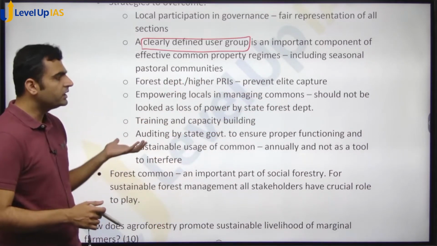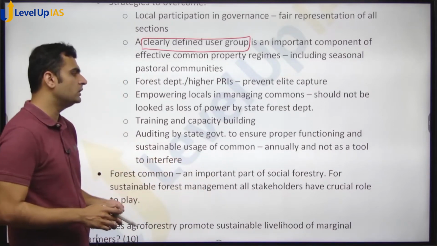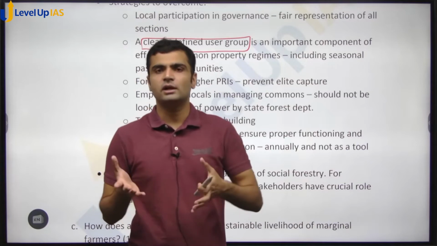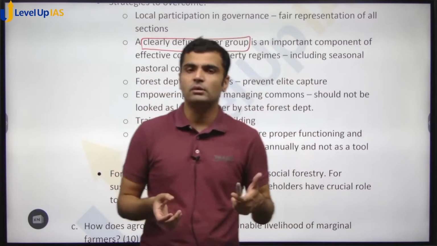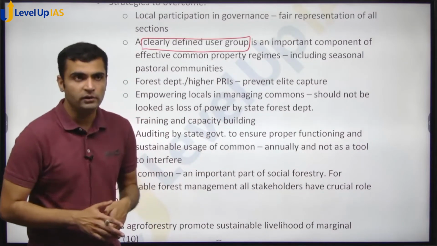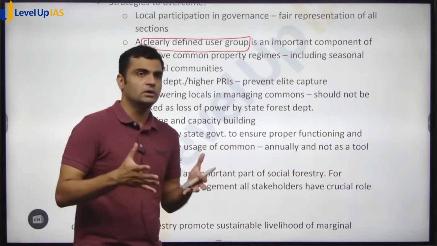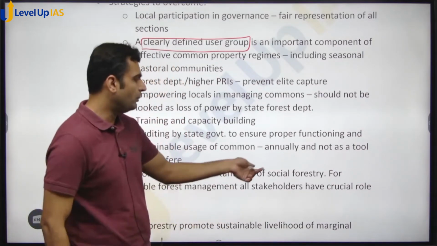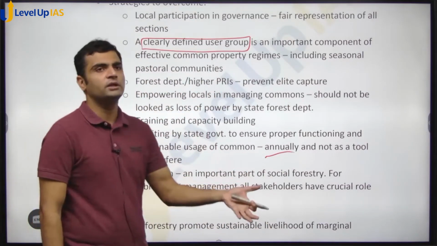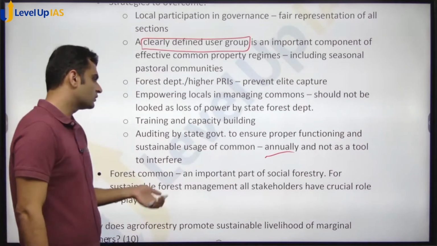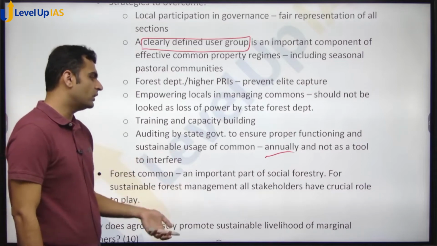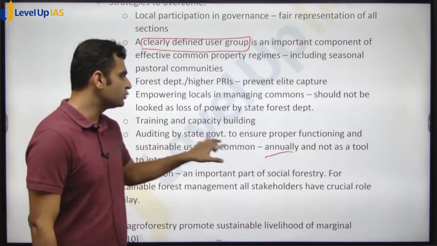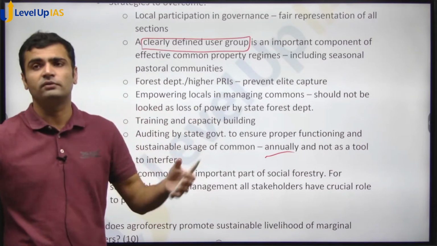Training and capacity building, auditing by the state government to ensure proper functioning and sustainable usage of commons is happening. So basically, states should ensure or oversee that local authorities are properly functioning according to how they are mandated, that these resources are not unsustainably exploited, and that locals are trained, educated, skilled enough to govern those common pool resources. And it should happen annually and not be used as a tool to interfere in common property regimes. In conclusion, you can say that forest commons are an important part of social forestry. For sustainable forest management, all stakeholders have crucial roles to play. And you can even say that if the state is doing that, the central government should ensure that states are not interfering.